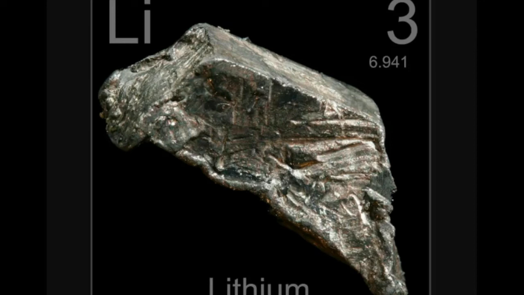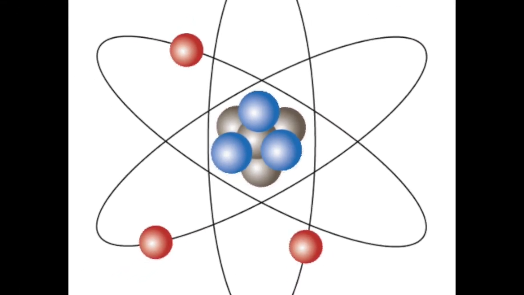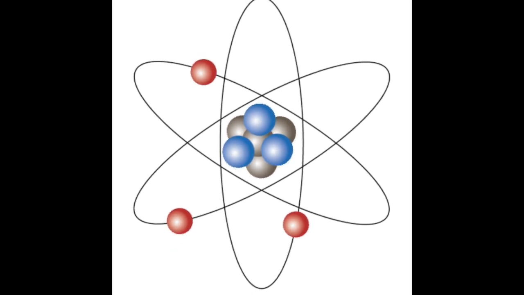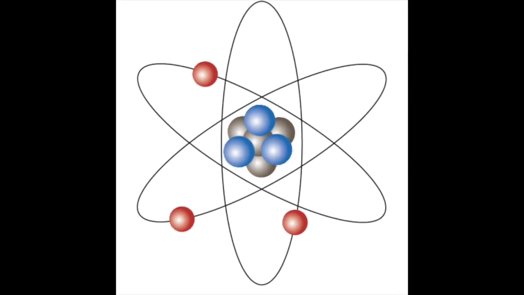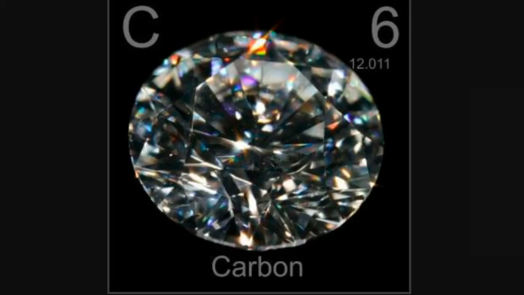Question: lithium has 3 protons, 4 neutrons, and 3 electrons. If you were going to draw a model, where would each be located? So hopefully you have described a sketch that looks something like this. The 3 protons will be in the nucleus along with the 4 neutrons, and the 3 electrons would be moving around the nucleus.